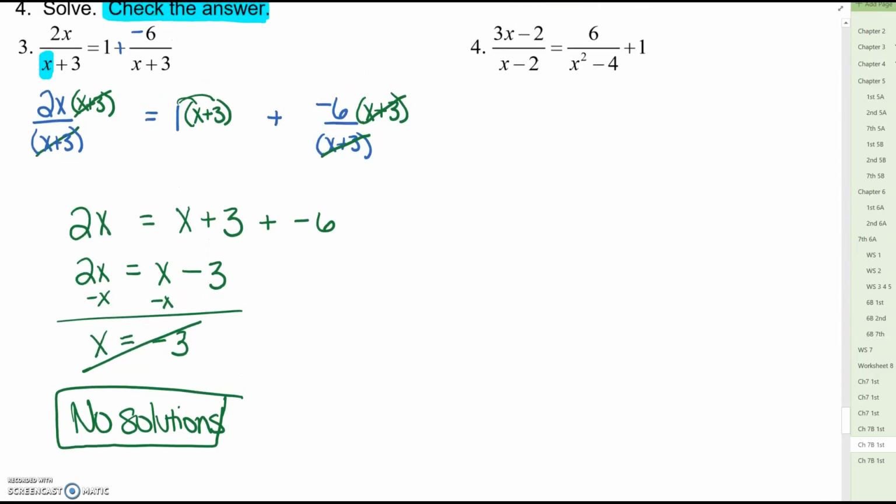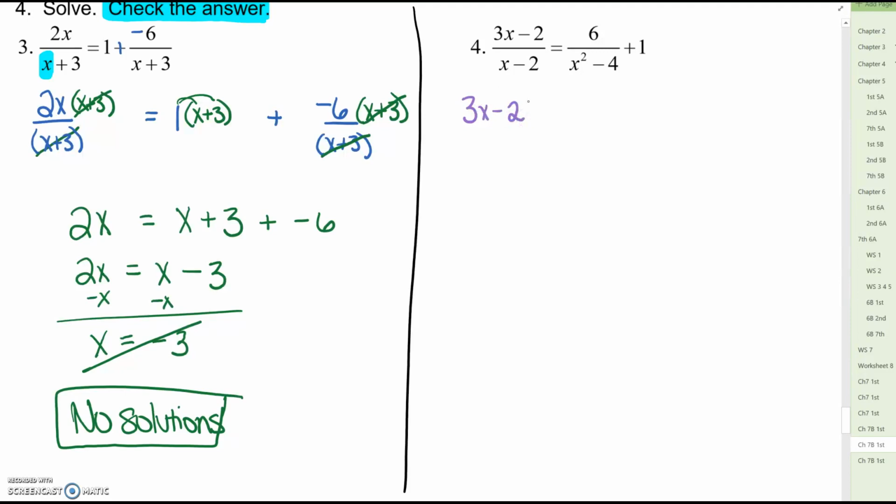Now in number 3, we didn't have to do any factoring. In number 4, there is some factoring that we need to do. It will save you a lot of work if you factor before you do anything else. So I'm going to space this out and factor anything that I can see.